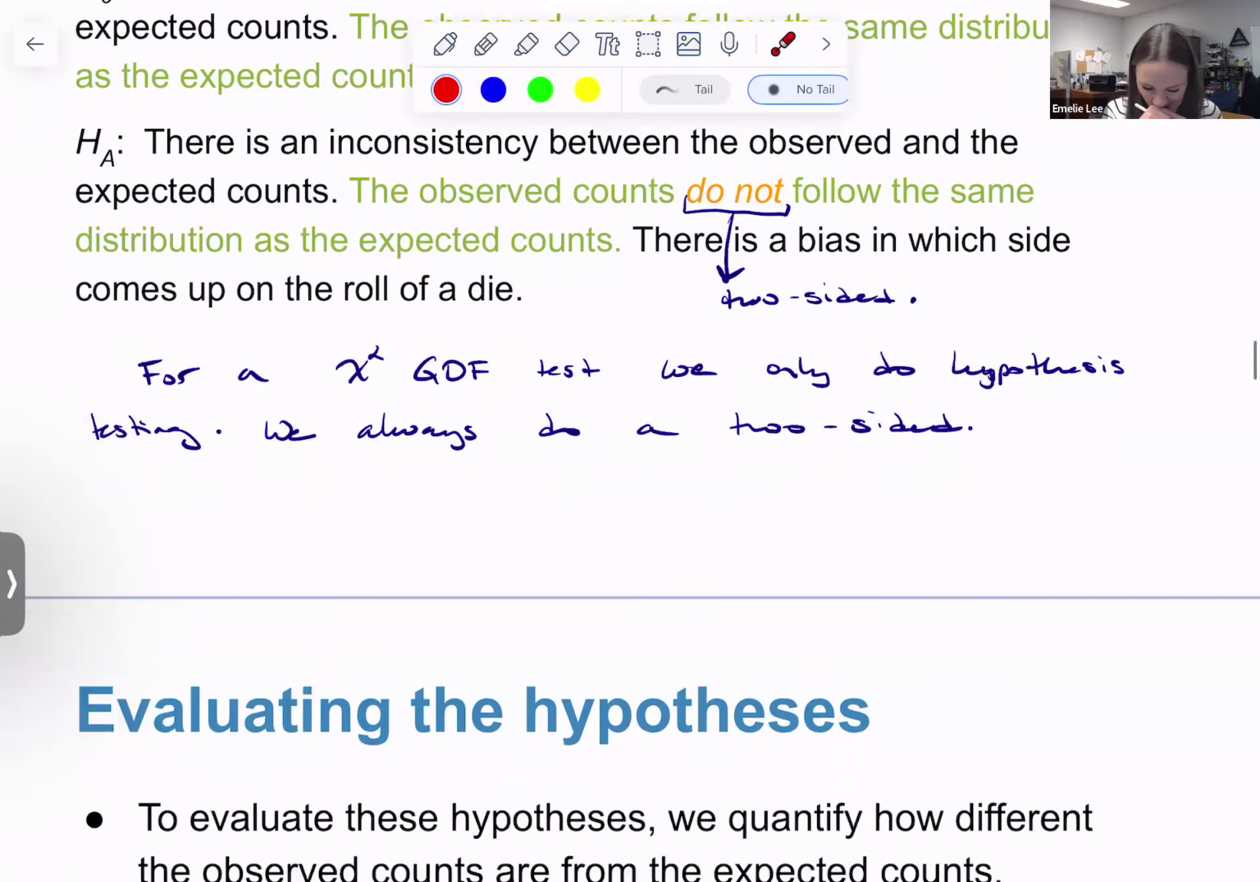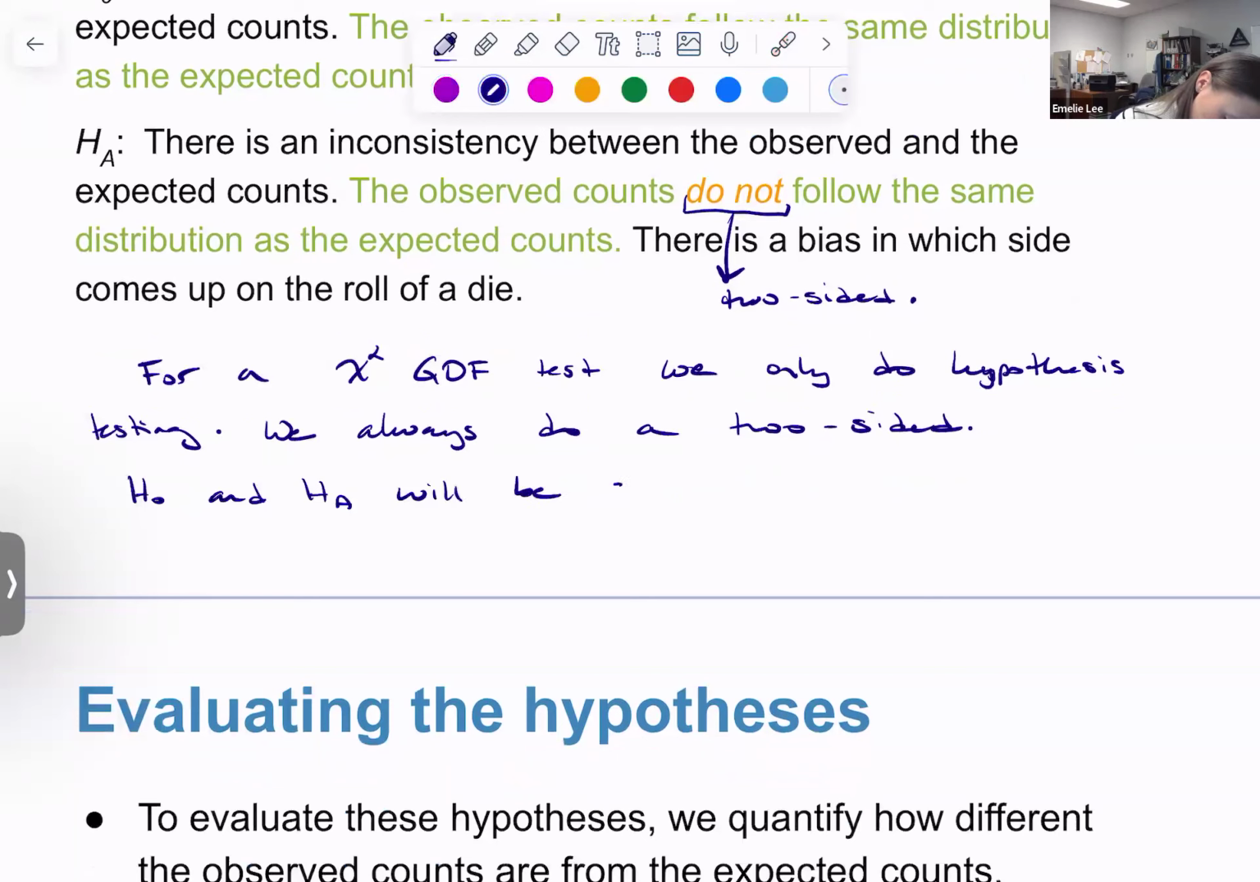H naught and HA will be stated in words. It's on your formula sheet, so I will bring it in, but not quite yet. We're not quite ready yet.